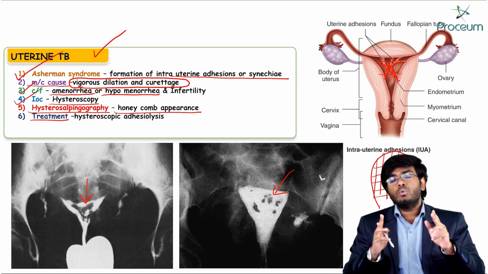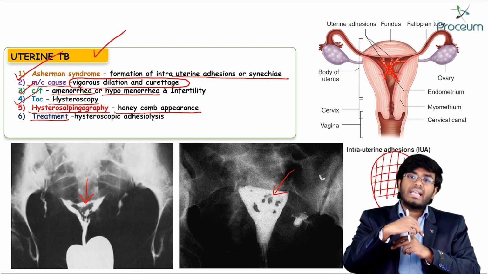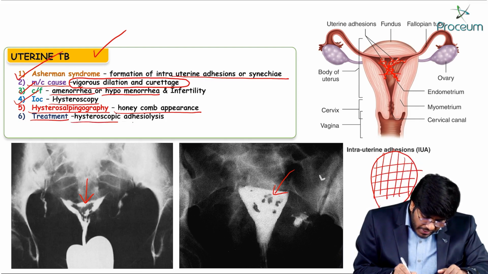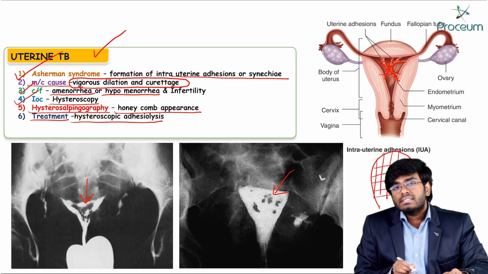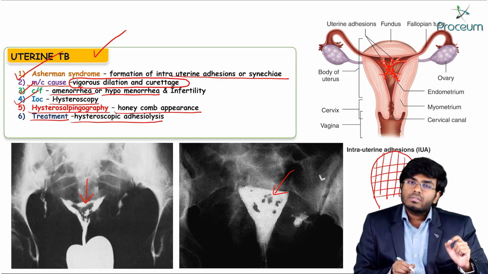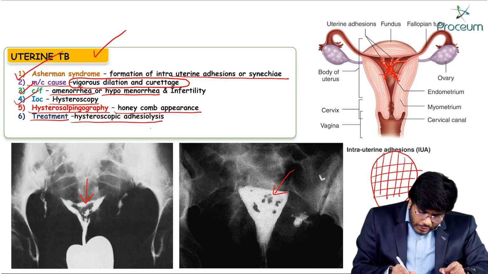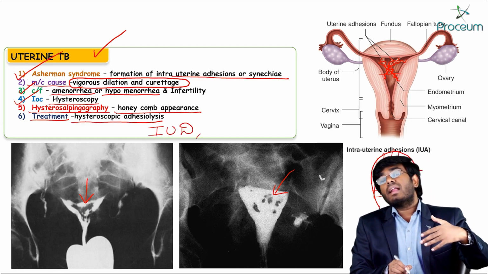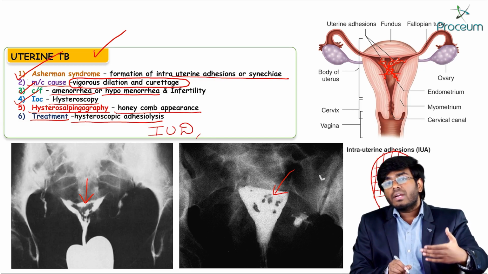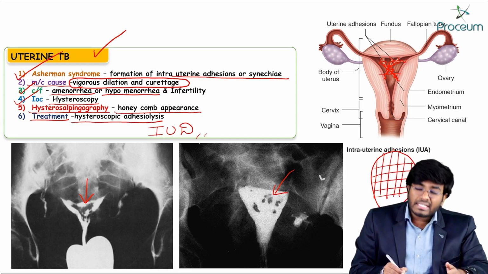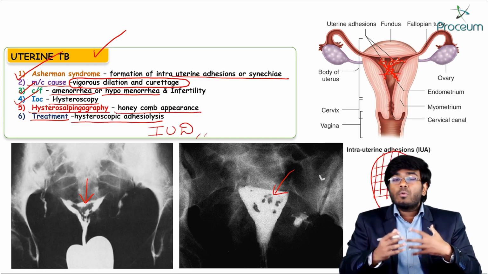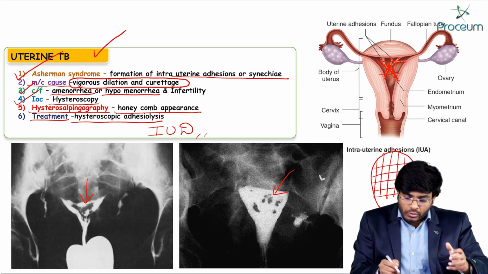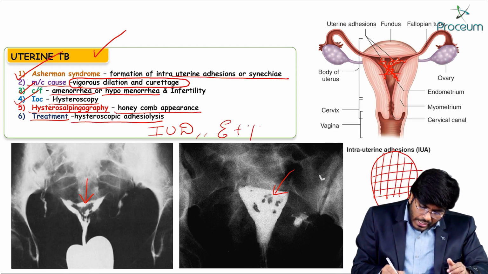The treatment of choice is to remove all these adhesions. Hysteroscopic adhesiolysis is done. Along with that, you have to put an intrauterine device to prevent further intrauterine adhesion formation, and also as there is no endometrium, you have to make the endometrium proliferate again. So you have to give cyclical estrogen and progesterone.